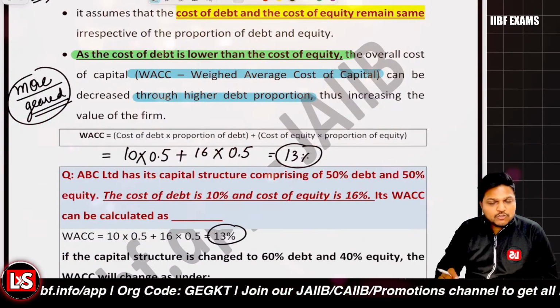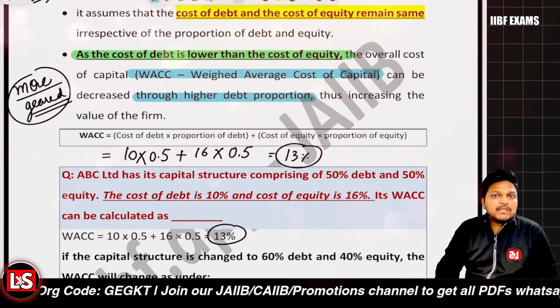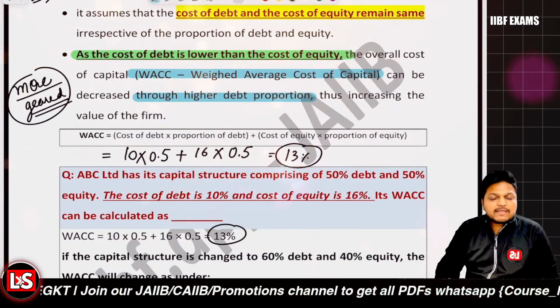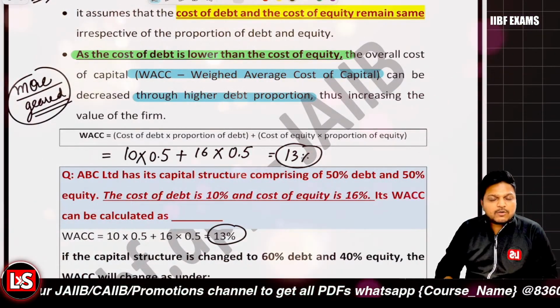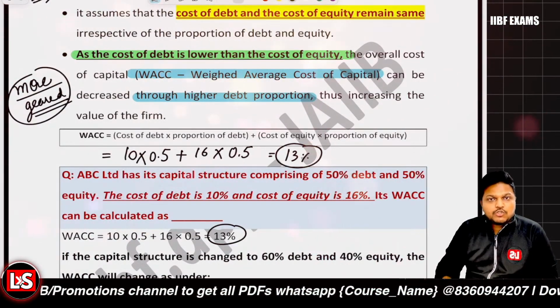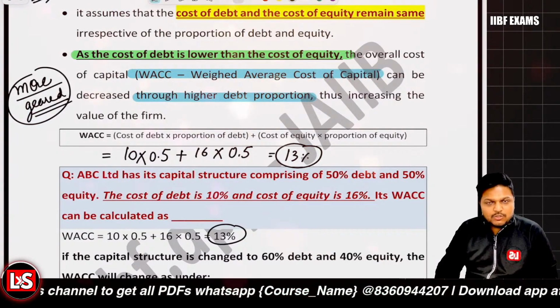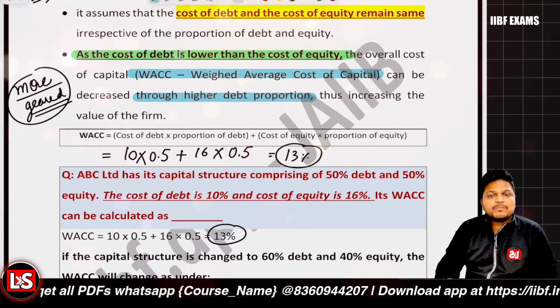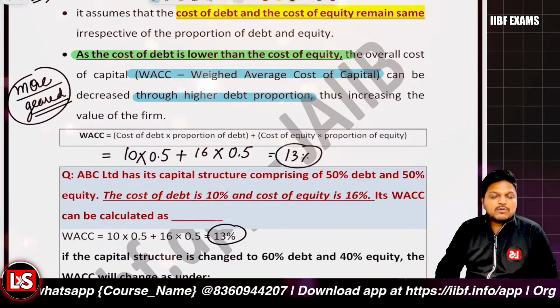Make sure you know that whenever we are calculating the WACC, the cost of debt or equity should be used in percentage as it is, whereas the proportion is to be converted to a decimal.